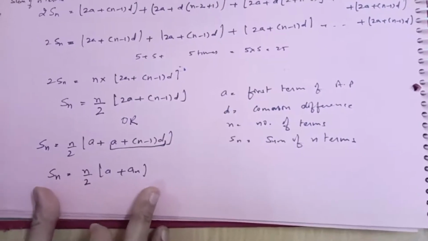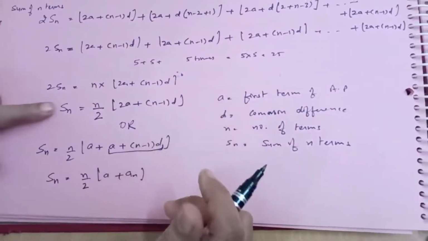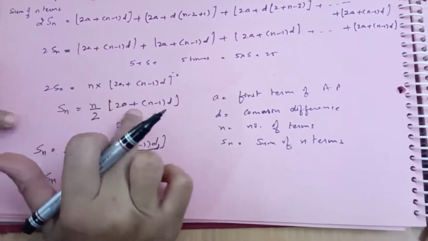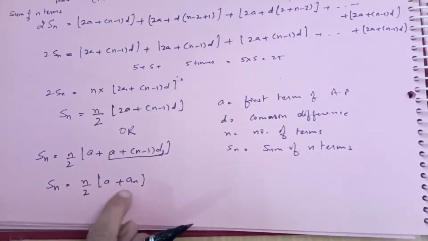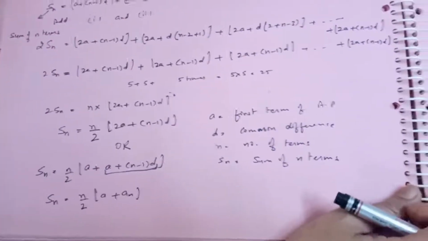We need to find out how the equation becomes simpler. So this is another formula. You need to learn that the sum of n terms is n by 2 bracket 2a plus n minus 1 d, or I can write Sn equals n by 2 into a plus an. This is your formula for getting the sum of n terms. So I am giving you one example.